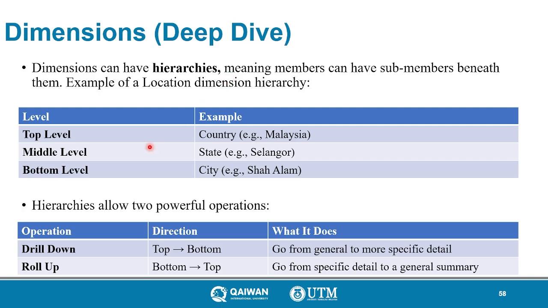Now, dimension deep dive: you have a top level, middle level, and bottom level. A dimension can have a hierarchy, meaning a member can have sub-members beneath it. Example of a location dimension hierarchy: for example, we have Malaysia. Inside the country of Malaysia, we have Selangor as the state, and from the state, at the bottom level, we will have a city, Shah Alam.